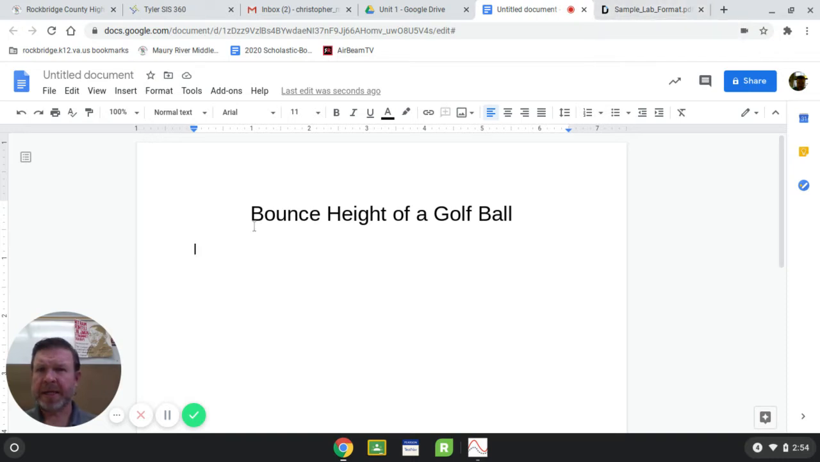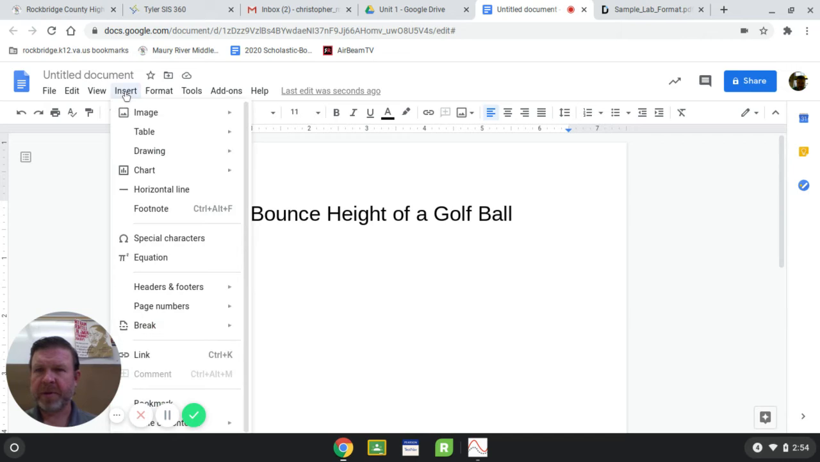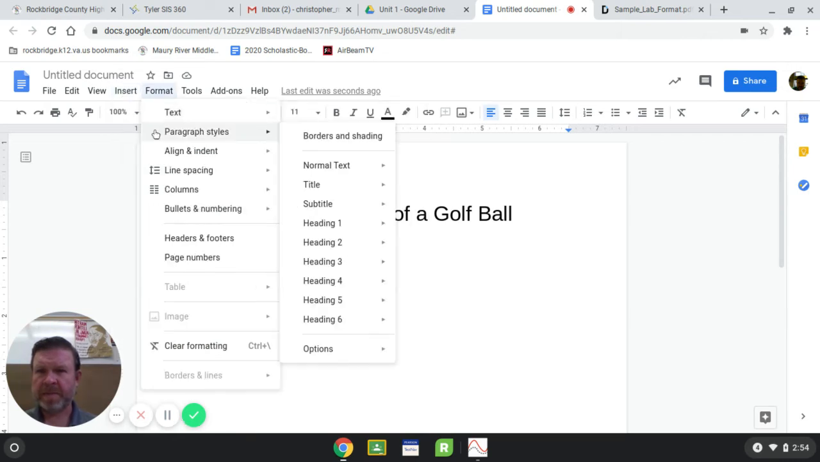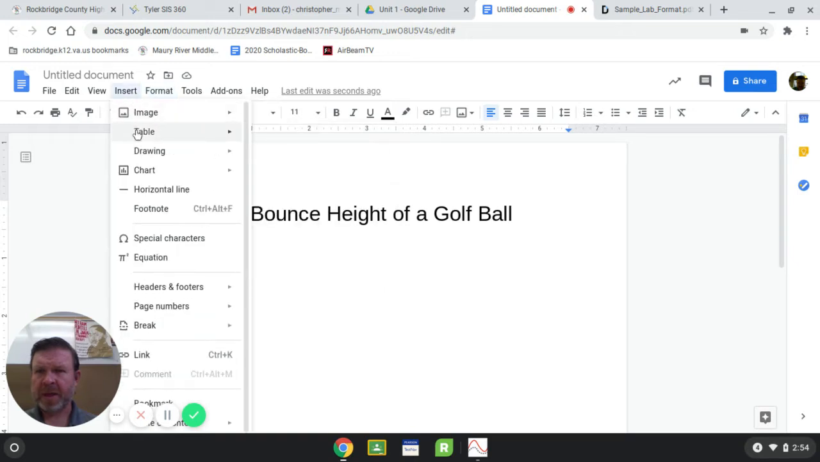So at some point, I'm going to need a data table. So I'm going to go ahead right now. You don't have to do this out of order like I'm doing. But I want to insert a table. And I'll tell you what I did. I took this here golf ball and I dropped it 7 times from 7 different heights. And then I used a meter stick, which I taped up to the wall, to see how high it bounced each time.